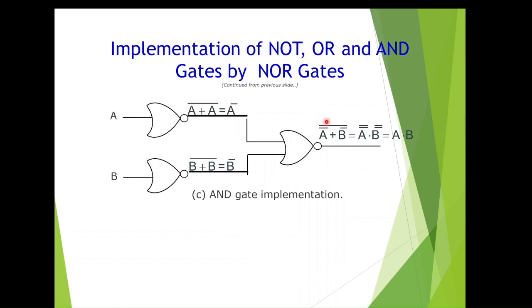Similarly, to implement an AND gate using NOR gates, first we invert A and B using NOR gates as NOT gates, and you get A bar and B bar. This NOR gate adds them and takes the complement. So A bar plus B bar the whole bar is nothing but A double bar dot B double bar using De Morgan's law. So you get A dot B, which is the AND operation. So using 3 NOR gates, we can implement an AND gate.